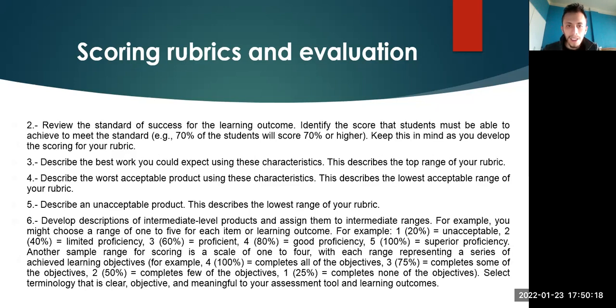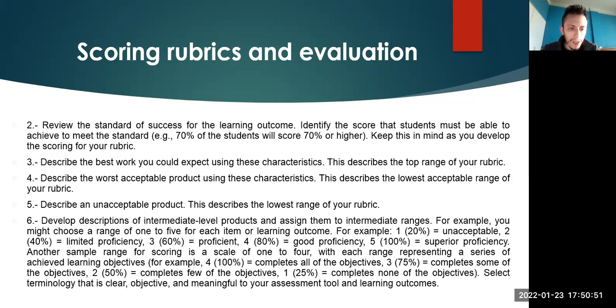Continue with the next slide, scoring rubrics and evaluation. Second, review the standard of success for the learning outcome. Identify the score that students must be able to achieve to meet the standard. For example, 70% of the students will score 70% or higher. Keep this in mind as you develop the scoring for your rubric. Third, describe the best work you could expect using these characteristics. This describes the top rank of your rubric.